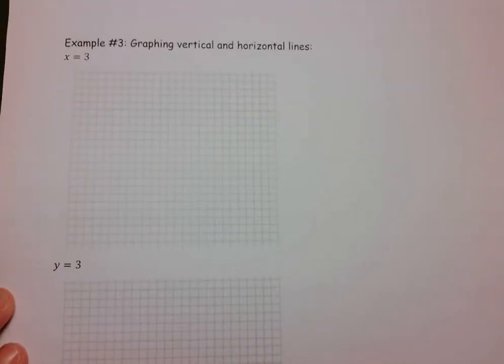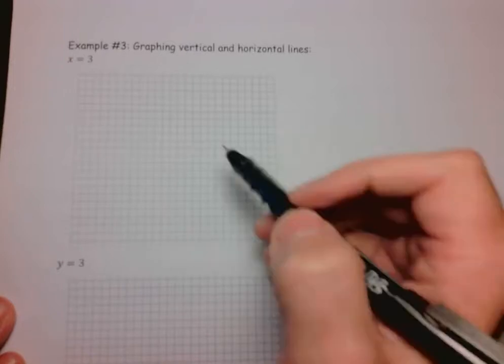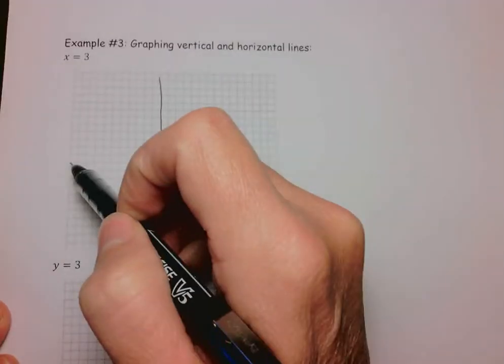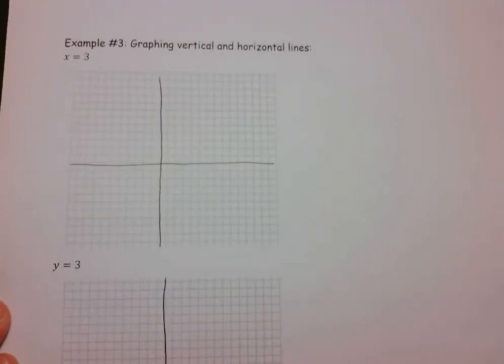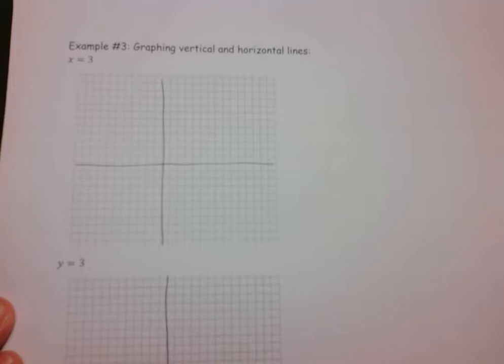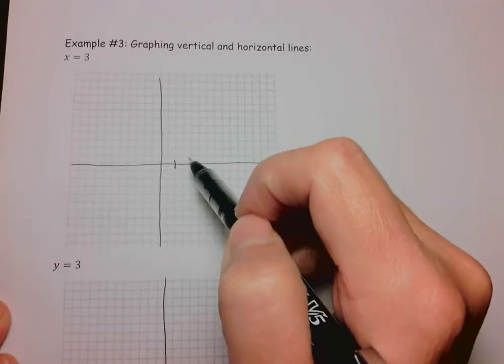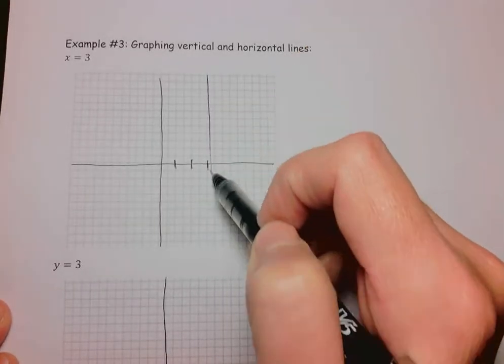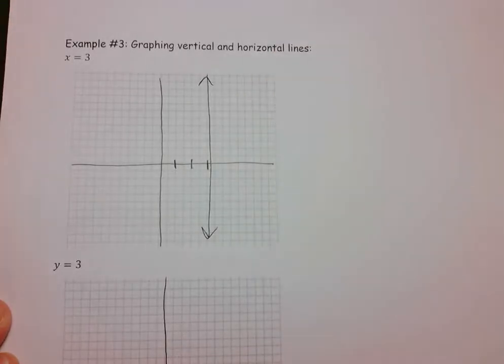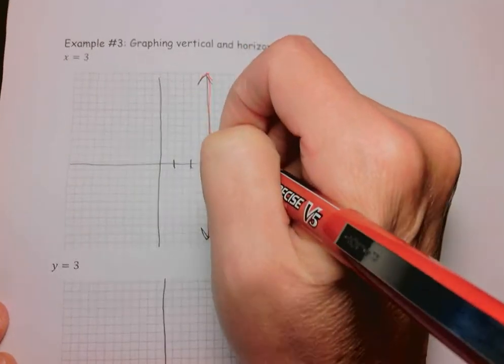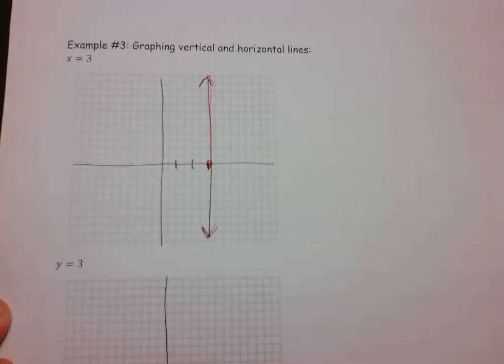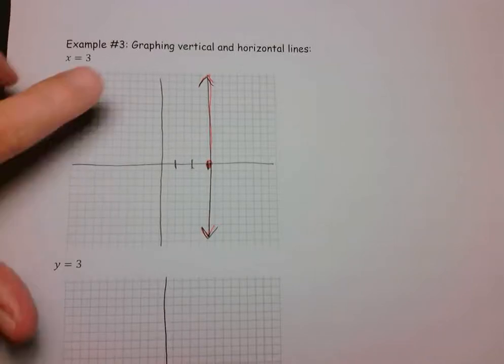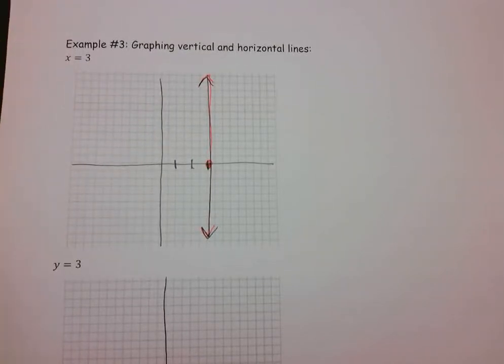Okay, now we're going to review graphing vertical and horizontal lines, and we already talked about this when we talked about slope, and I know you talked about this last year as well, but we're just going to review this really fast. So if I say x equals 3, that is just going to be a vertical line that goes straight through the x-axis at 3. In other words, what this is saying is, for all values of y, x is going to be 3. It's an undefined slope.